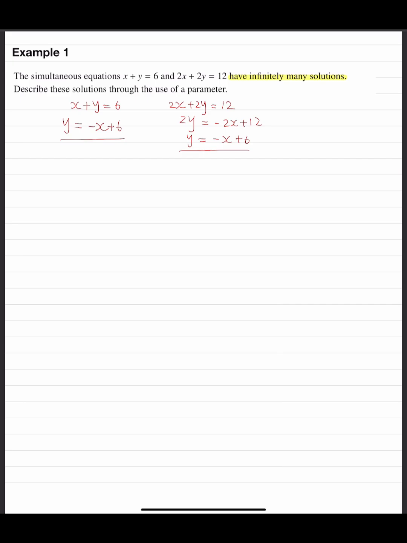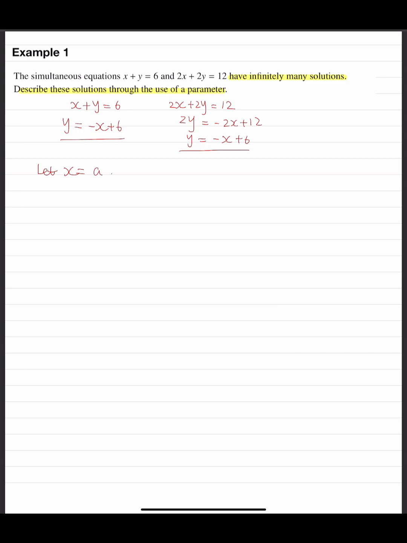Now, what does it mean to describe the solutions using a parameter? The parameter is a pronumeral representing either the x or the y, either your explanatory variable or the response variable, so that we can use an expression to represent both x and y values, so that it can represent all the solutions. We can do it both ways. We can let x equal a number. We can let x equal, let's say, a.